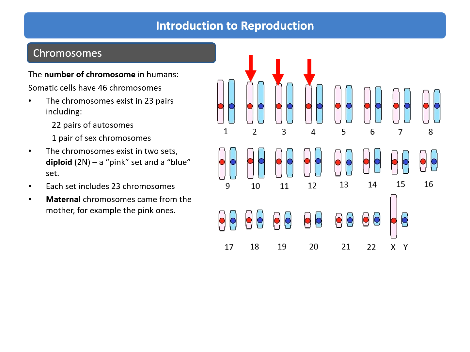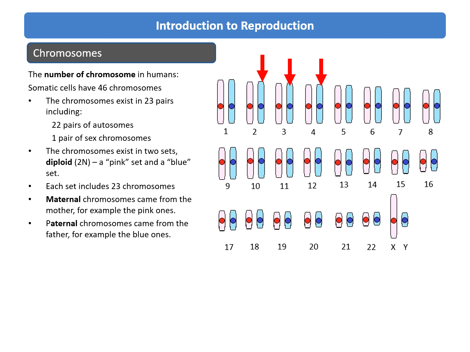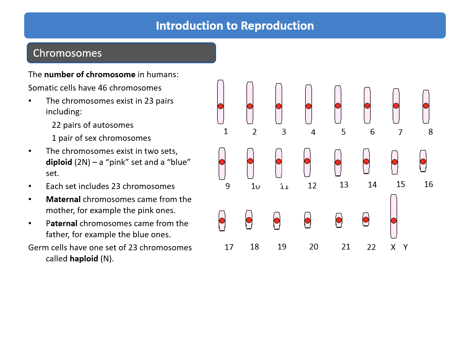The maternal chromosomes are those that come from the mother, for example, the pink ones. Paternal chromosomes are those that come from the father, for example, the blue ones. Germ cells, on the other hand, have 1 set of 23 chromosomes. This is called haploid, or N. A karyotype is a picture of the chromosomes.